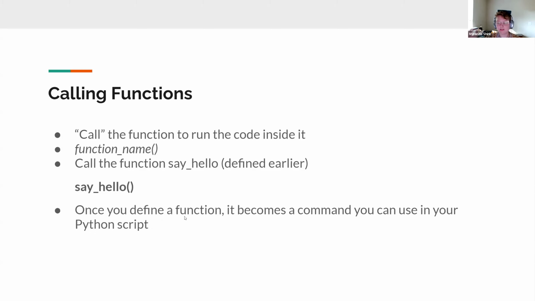Once you have defined a function within one file, it becomes a command you can then use in the rest of your Python script, in the rest of that file. We're not going to get to how you can save a function for use outside of your file or in a different project altogether. That's for a more advanced Python class. In this class, we're going to define our functions within the file and then call them later within that same script. So let's try it out with our example here.